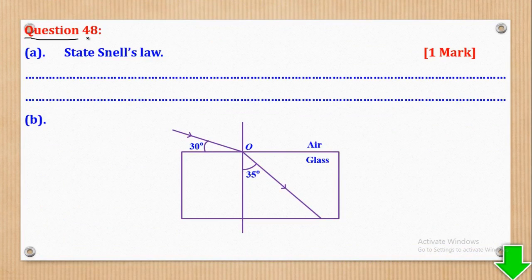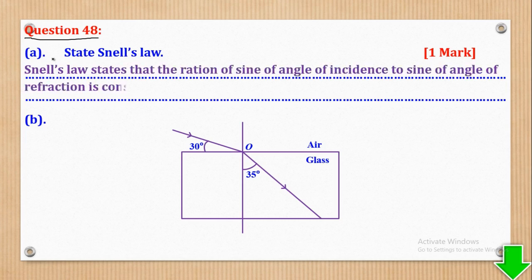Now we shall go to question 48, and part A says state Snell's law. So Snell's law states that the ratio of sine of angle of incidence to sine of angle of refraction is constant for a given pair of media.